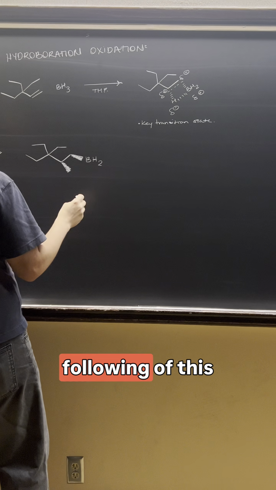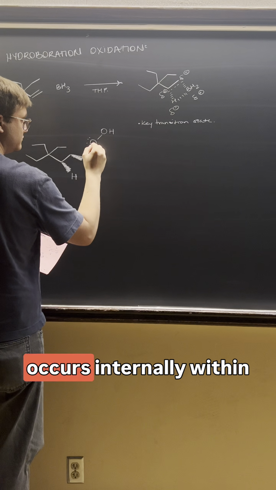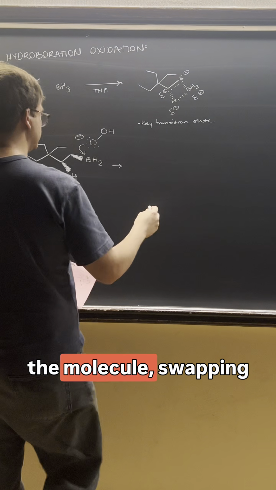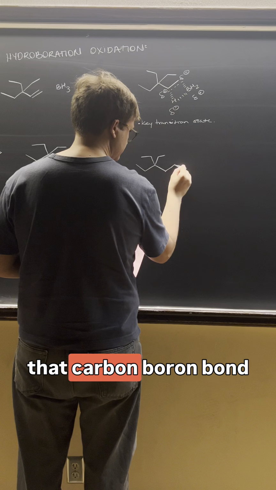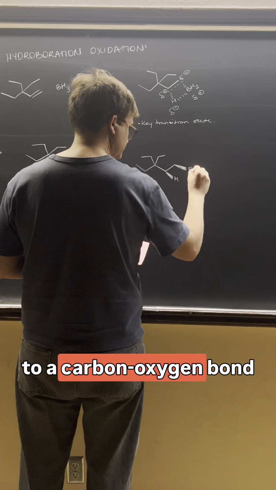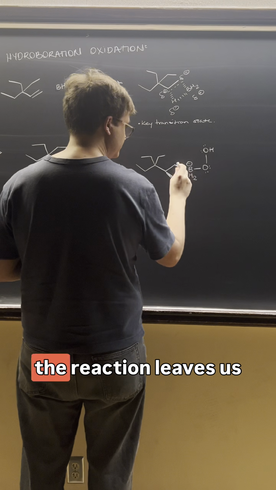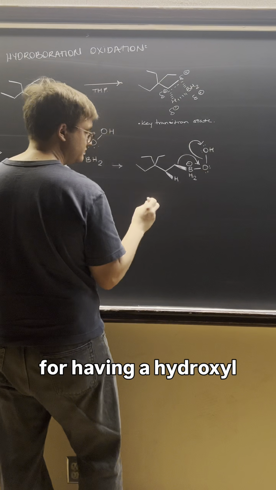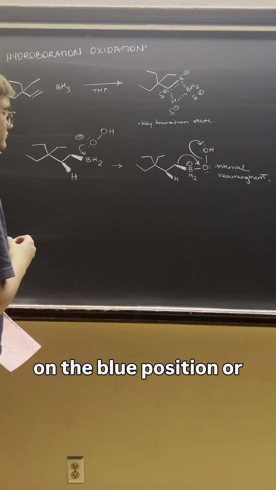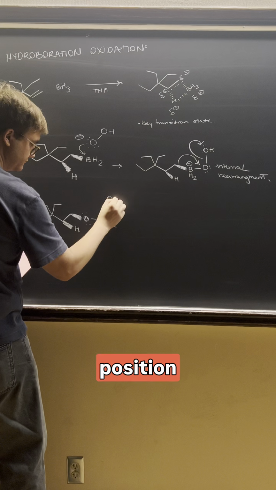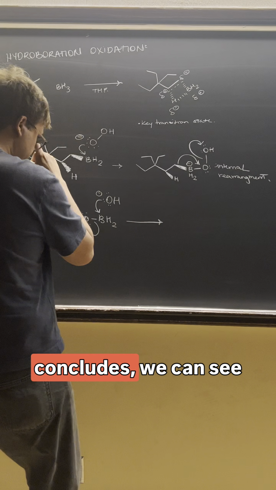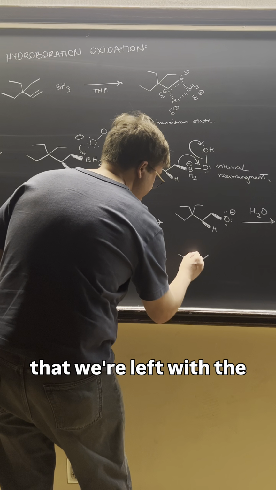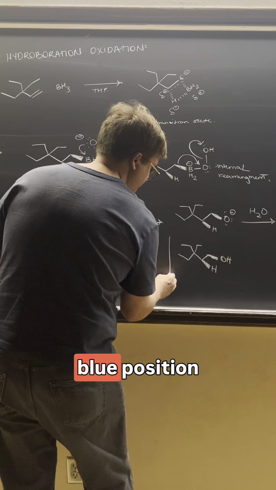And throughout the following of this reaction, there's a rearrangement that occurs internally within the molecule, swapping that carbon-boron bond to a carbon-oxygen bond, which downstream of the reaction leaves us having a hydroxyl group on the blue position, or the least substituted position. As the reaction concludes, we can see that we're left with a hydroxyl group on that blue position.